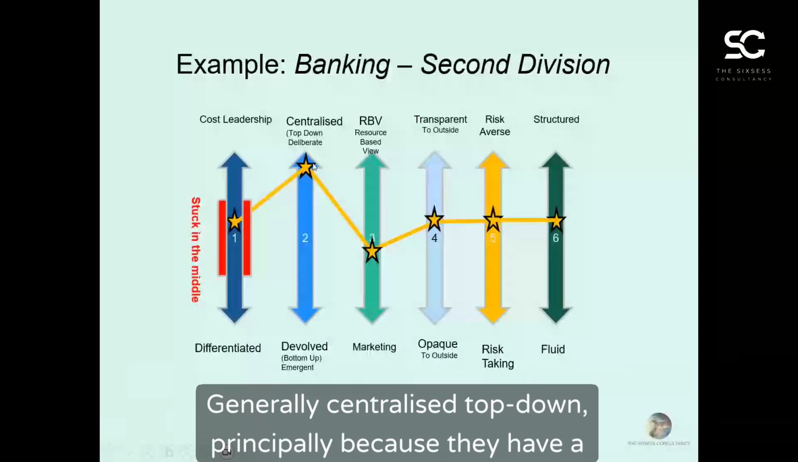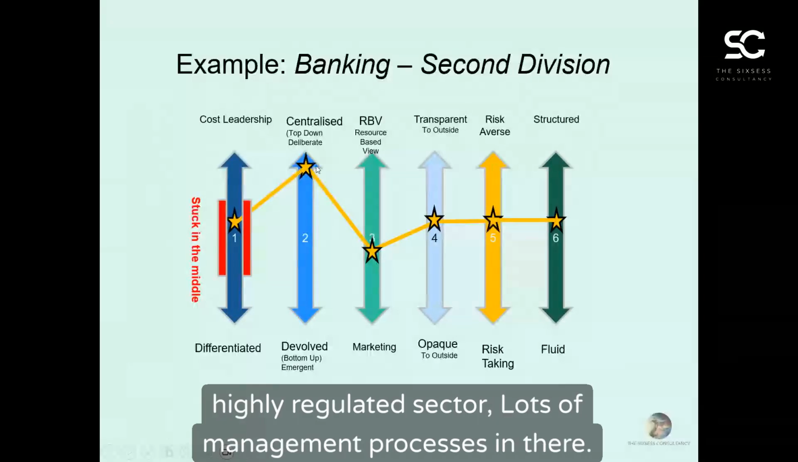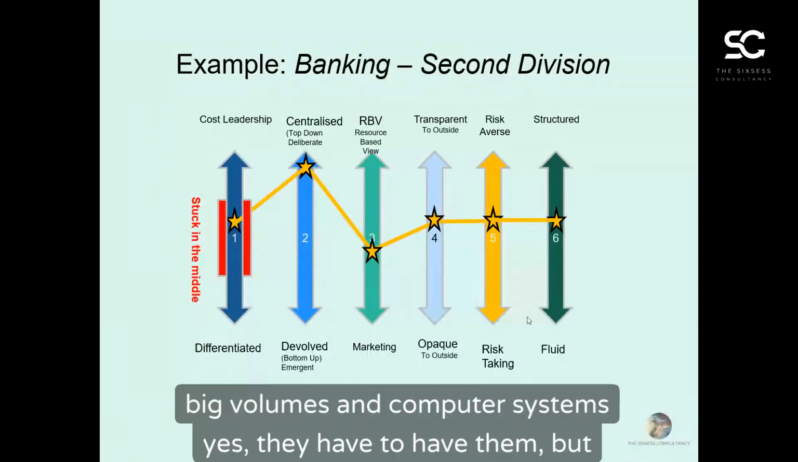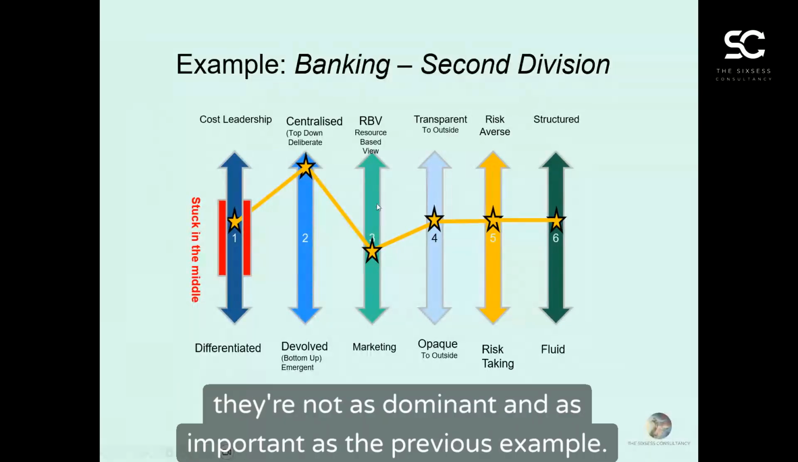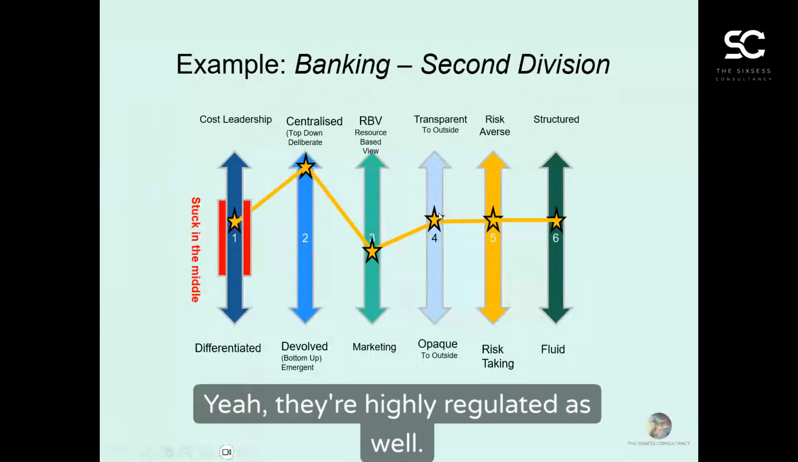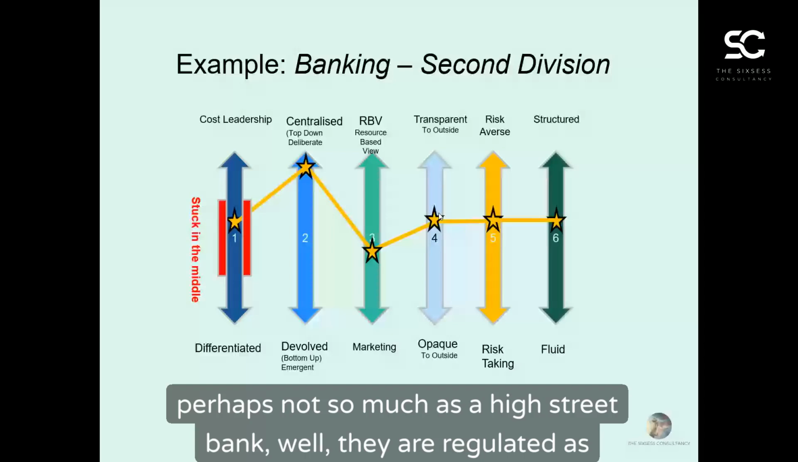Generally centralised, top down, principally because they're a highly regulated sector. Lots of management processes in there. Big volumes and computer systems, yes, they have to have them, but they're not as dominant and as important as the previous example. So they're somewhere in the middle there. Yep, they're highly regulated as well, so perhaps not so much as the High Street bank.